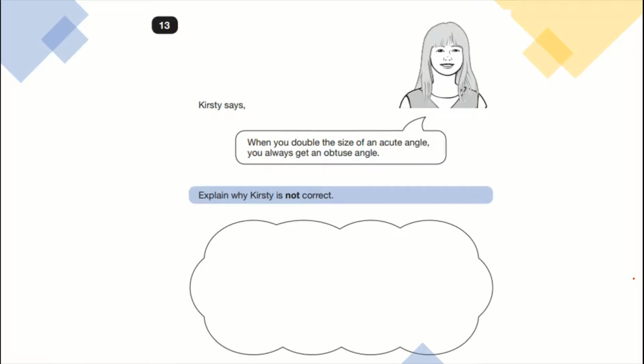Question 13. Kirsty says, when you double the size of an acute angle, you will always get an obtuse angle. Explain why Kirsty is not correct. If we think of any number that can be an acute angle, for example 10, if we double it, we would get 20, and 20 degrees isn't an obtuse angle, because we know that an obtuse angle is bigger than 90 degrees. Now we've got to explain this.